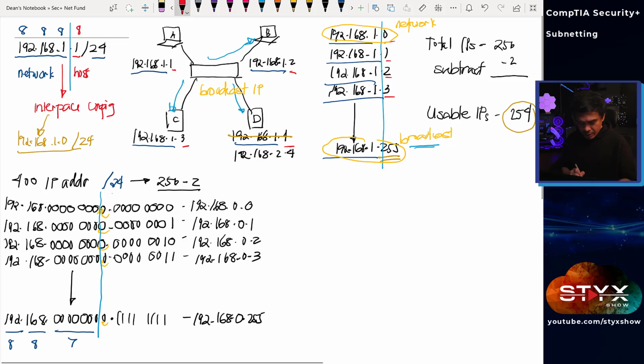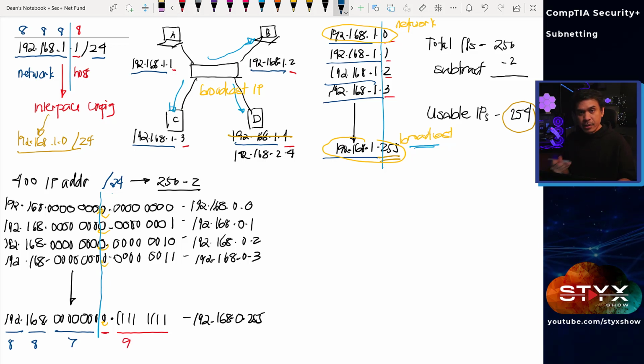The 1 bit here is now part of the host. So the host total bits is not 8 anymore. It's now 9. How about the network? Well, 8 plus 8 plus 7 is now /23. And if you are wondering what is the maximum usable IP address for /23, take note, for /24 we have 256 minus 2. If we borrow 1 bit from the host to the network, you will multiply the maximum IP addresses by 2. So it will be 256 times 2. This will be 512 minus 2.